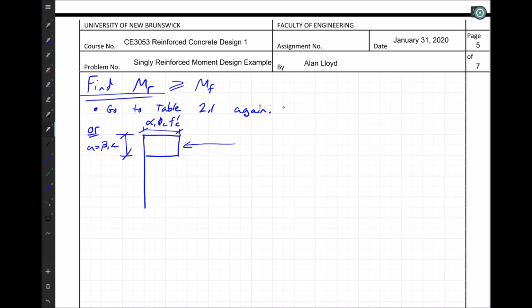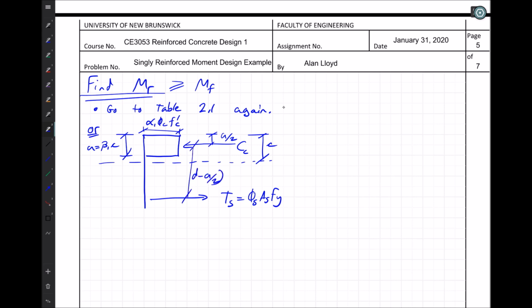There's a compression force, CC, located at a distance of A over 2 away from the top of our compression block. This is our neutral axis here, by the way. So this would be our depth C. And down at the bottom, we've got a tension force in steel equal to phi S, area of steel, times Fy. The distance between the two is D minus A over 2. So using that compression block, we should be pretty good to go to compute the internal moment resistance.